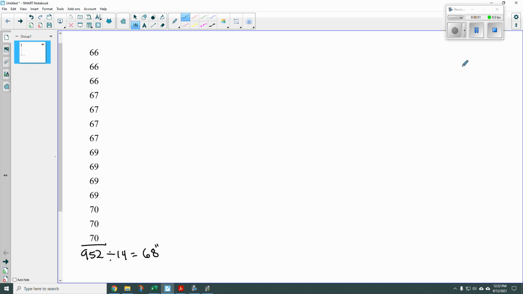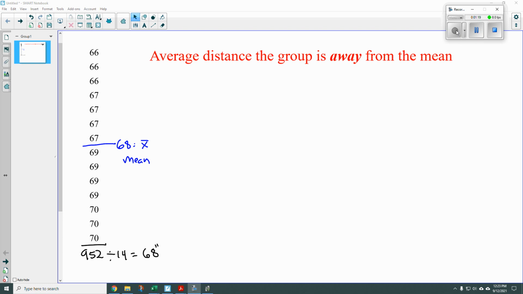I planned it that way, just so you know. So let's put that in here. 68. And we're going to call that X bar. That is our mean. That is the mean of height of people in the room. Now, what I'd like to find out is the average distance the group is away from the mean. So on average, how far are the people away from the mean?